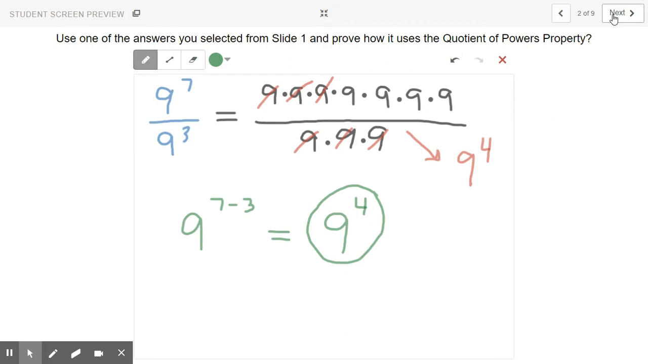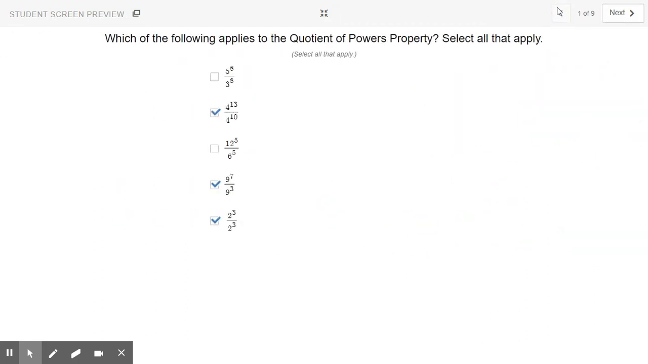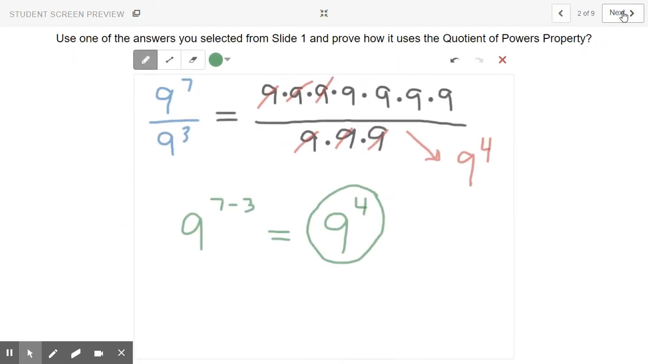Use one of the answers you selected from slide 1 and prove how it uses the quotient of powers property. So when I looked at that, I decided to use 9 to the 7th power over 9 to the 3rd. So I wrote that over here. Now on top, I did not use the property. What I did is I actually wrote it out. I wrote 9 7 times as a factor. 9 cubed would be 9 3 times as a factor.